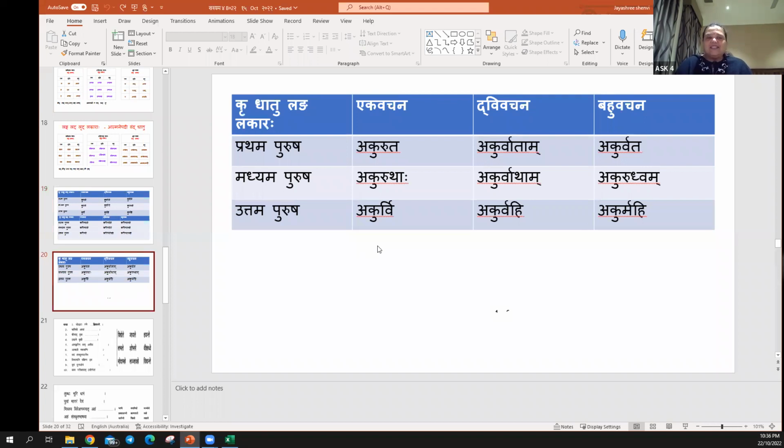Kridhatu Lang lakara: Akuru, akuruta, akurvatam, akurvat, akurvata, akurutaha, akurvatham, akurudvam, akurvi, akurvahi, akurmahi. That's a change as well, too much of a change. So we need to go through this again and again so that we'll get it. But the best thing is with kru dhatu, we can use the parasmaipadi and finish it off. We don't have to think about it. Only if you are so interested, we can use atmanepadi.